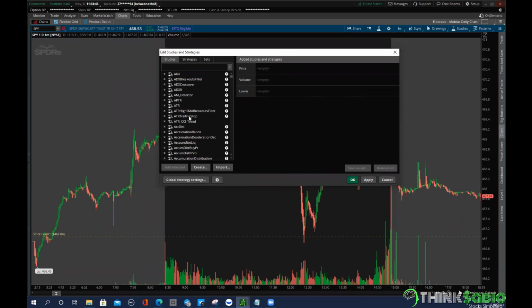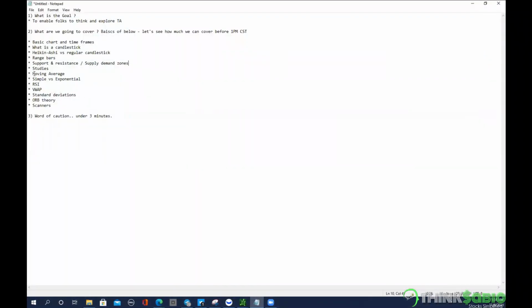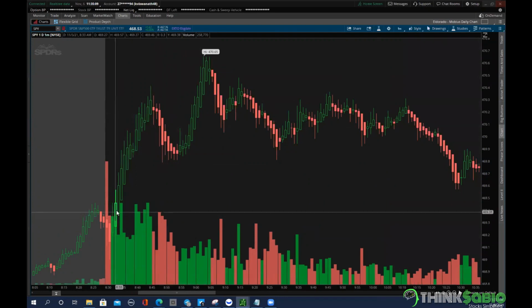Now let's look at these studies, right? I have some key studies that I thought I would show you guys, and I will start with moving averages. So what is a moving average? I will start with this: a moving average is a lagging indicator. What it means is it follows the price. All it does is track the price.